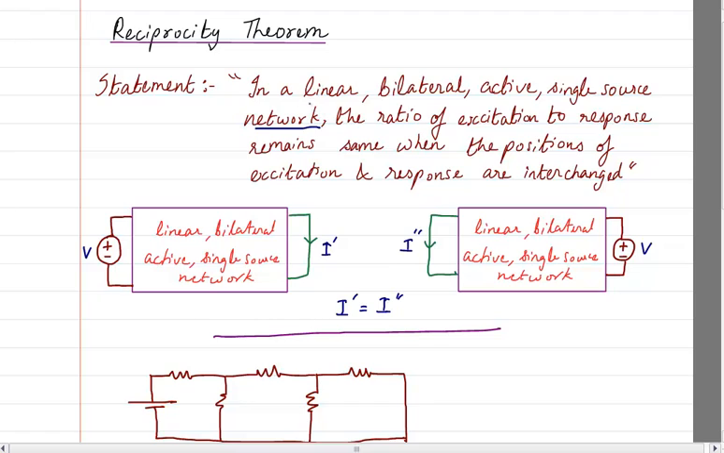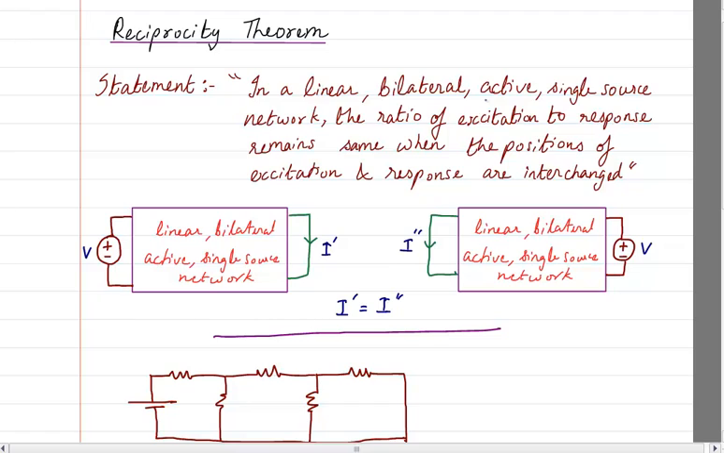What is that? First, it is linear. Linear means it is not having any diodes or transistors or anything like that. Bilateral means that circuit in which current can flow in both directions. That means a DC as well as an AC circuit. Bilateral means basically current can flow in any which direction. So it's basically an AC or DC circuit also.